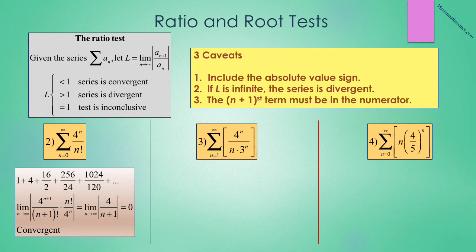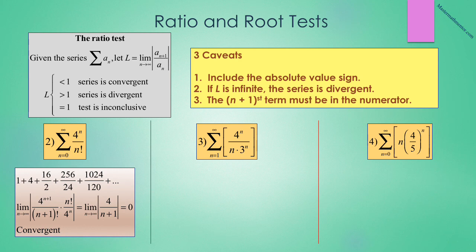So we look at the limit as n approaches infinity of 4 to the n plus 1 over n plus 1 factorial divided by 4 to the n over n factorial. On this and all other problems, we will save some time and space by immediately flipping the denominator. So we look at the limit as n approaches infinity of 4 to the n plus 1 over n plus 1 factorial times n factorial over 4 to the n. 4 to the n plus 1 over 4 to the n is simply 4.